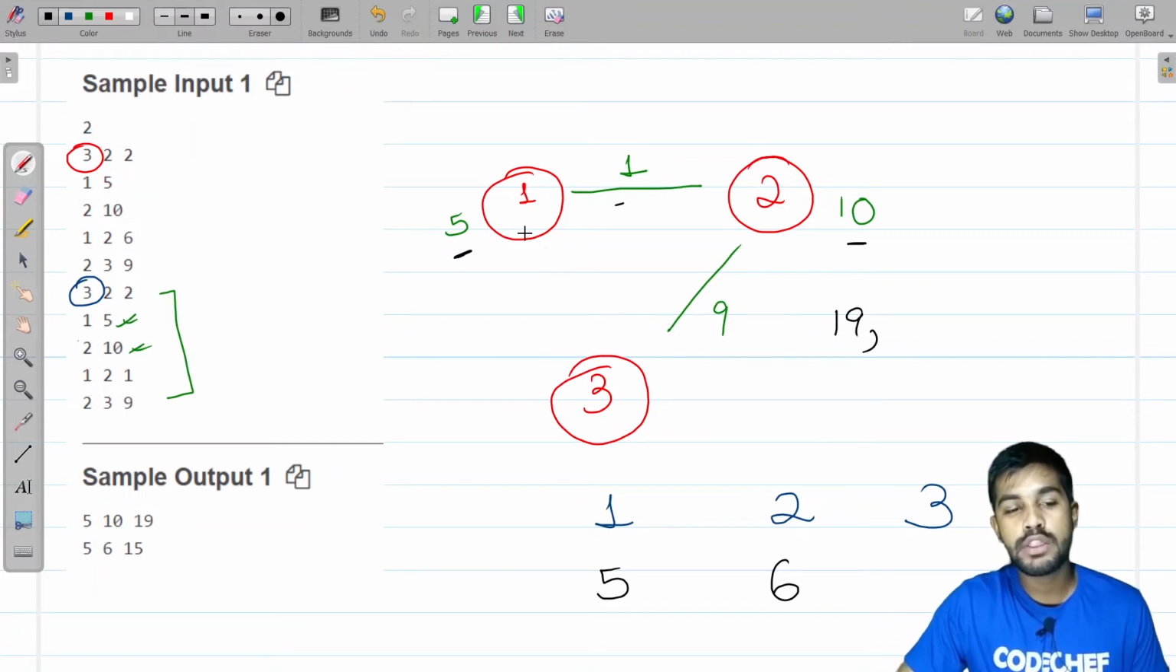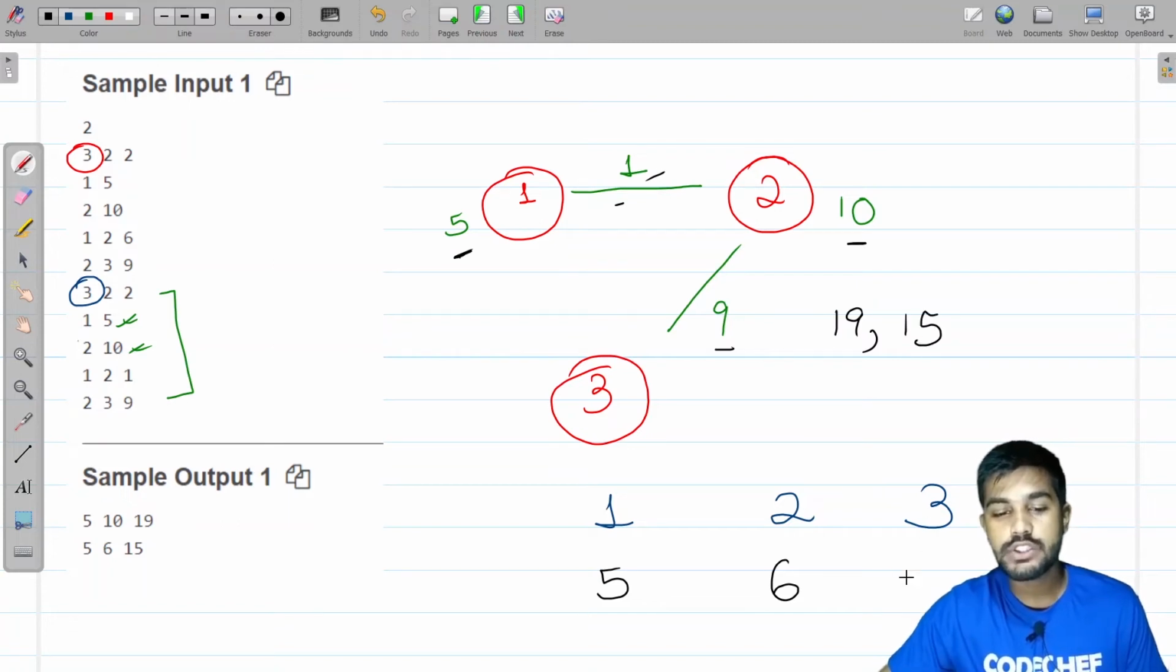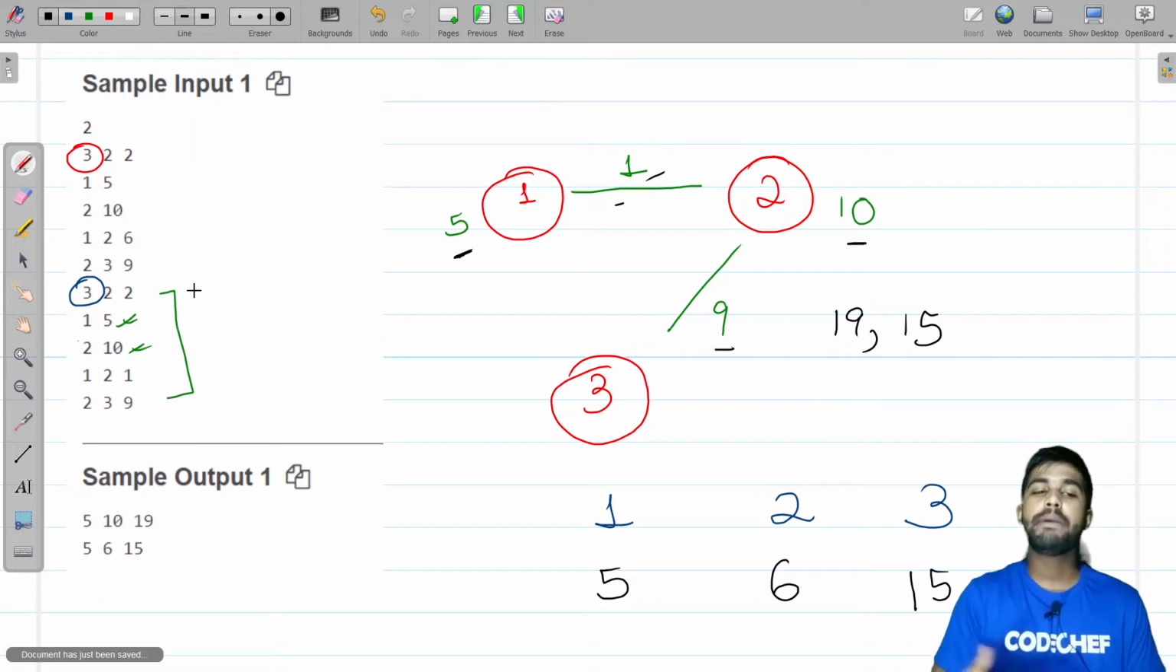And if we go on the first city, we would encounter a charge of 9 plus 1, that is 10, plus 5 is equal to 15. So 15 is much cheaper. So we would declare our answer 15, and that is how we need to print it.